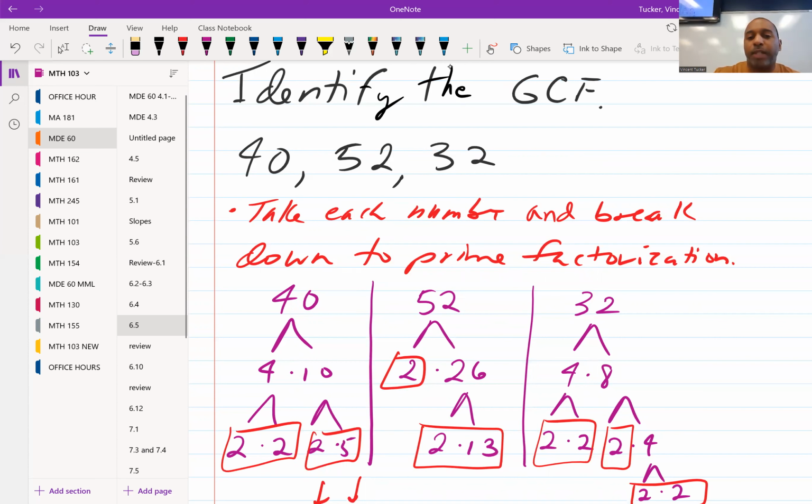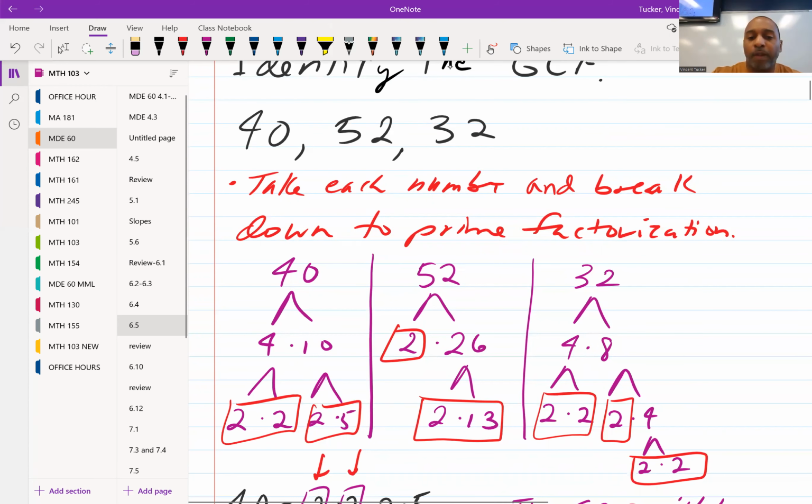52: 2 times 26 gives you 52. Can't break down 2, but I can break down 26 into 2 times 13, excuse me. And then 32, 4 times 8. Break down the 4 into 2 times 2. Break down the 8 into 2 times 4, but now I can break down the 4 into 2 times 2 as well. So the prime factorization of 32 is 2 times 2 times 2 times 2 times 2. I'll let you copy that down before we move further.